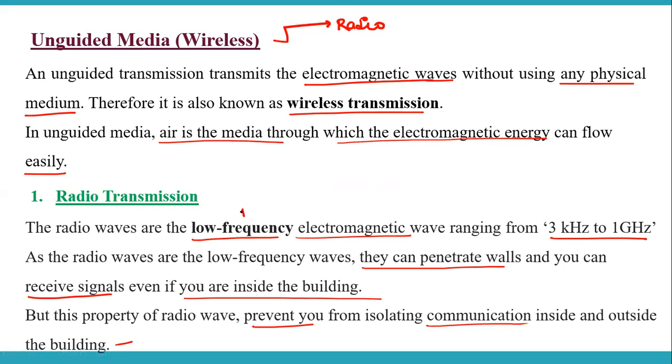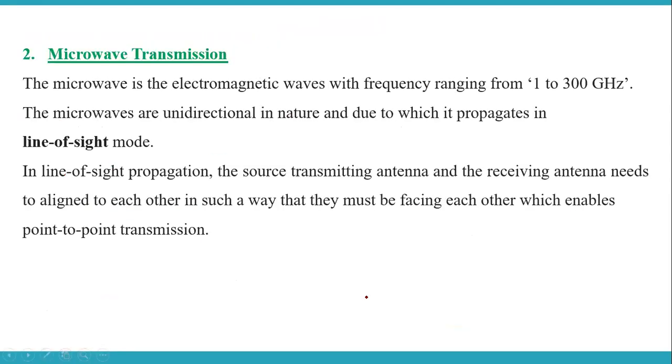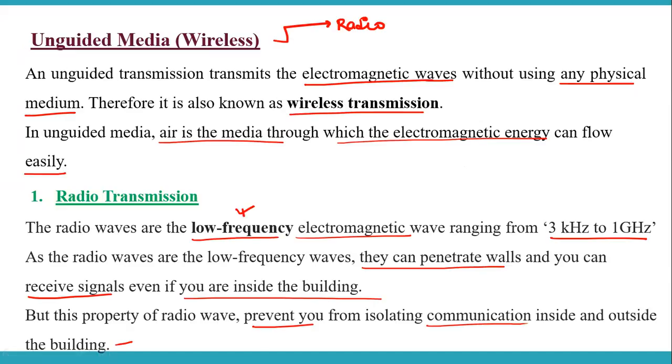So first thing is that they are low frequency waves, okay, low frequency electromagnetic waves. So since they are low frequency, they can easily penetrate the walls and one can receive signals even if it is inside the building. So this property of radio wave prevents from isolating the communication inside and outside the building. This is you can say this is the drawback of radio wave as well, that it can easily penetrate the walls and you can even receive the signals that are not meant for you.